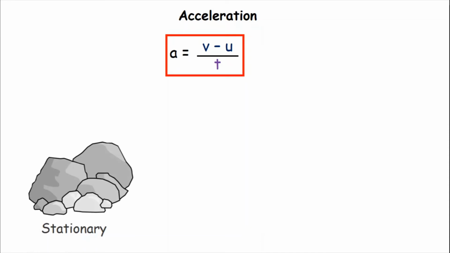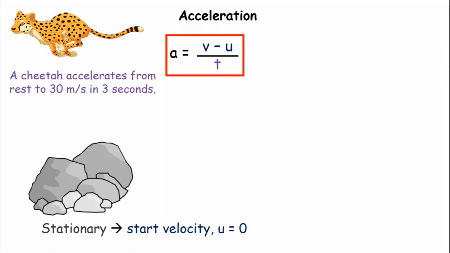Before we look at the next example, there is just something that we need to be aware of. If at the start of an acceleration the object is stationary, so not moving like the rocks in this picture, then the start velocity u is 0. So we are going to look at the example of a cheetah.